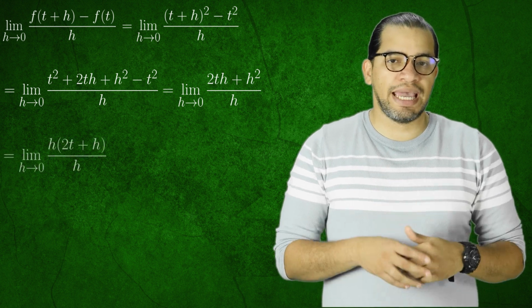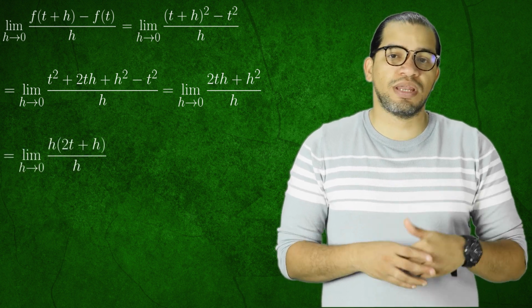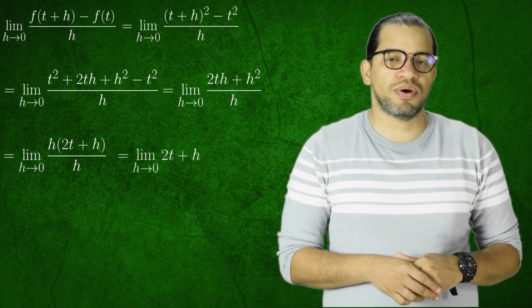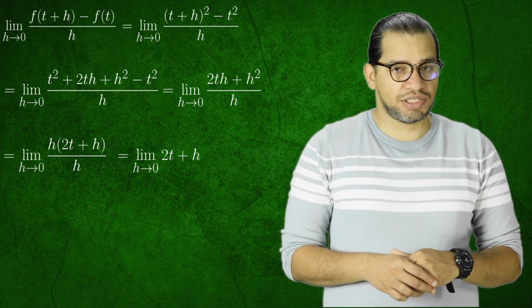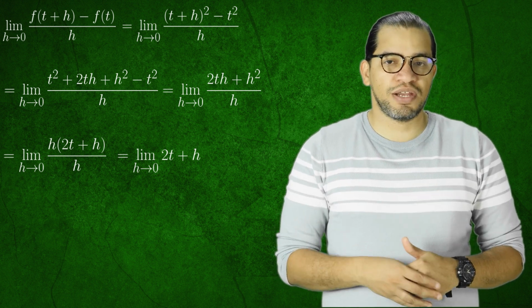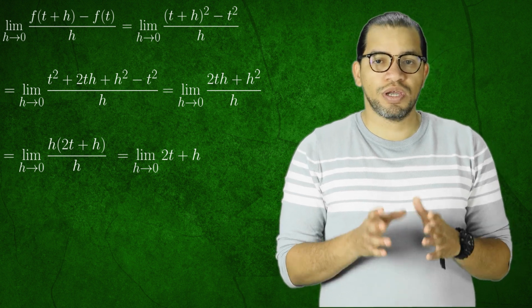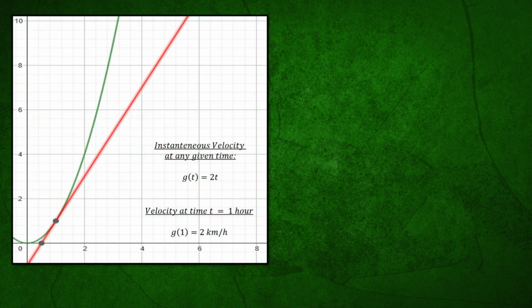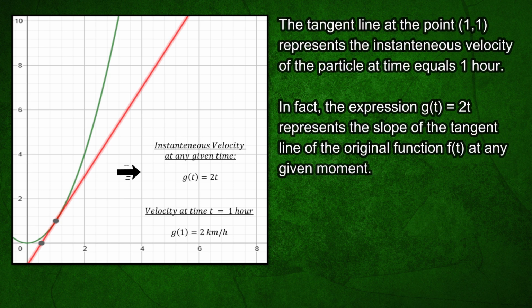If we factor by h the numerator and then cancel out the h, we obtain the limit when h goes to 0 of 2t plus h. Thus, if we substitute the value of h to 0, we obtain that the limit is equal to 2t. So we can say that the rate of change of the function f of t equals t squared is equal to 2t, where t represents time in hours.